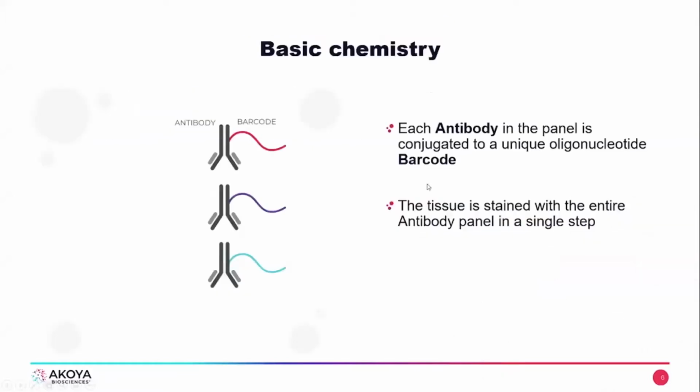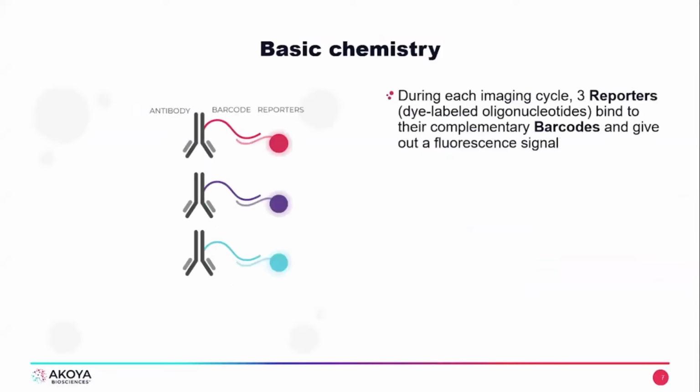Now, as I mentioned, these DNA barcoded antibodies allow us to bind fluorophores with the complementary oligonucleotides. Now, these reporters, or fluorophore-bound oligonucleotides, are going to enable us to detect where our antibodies have bound to the tissue section.